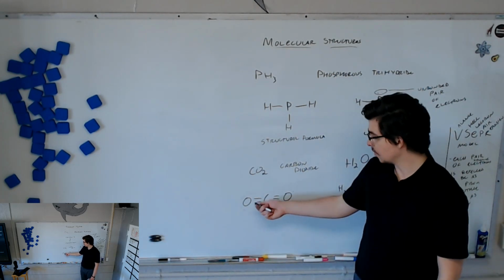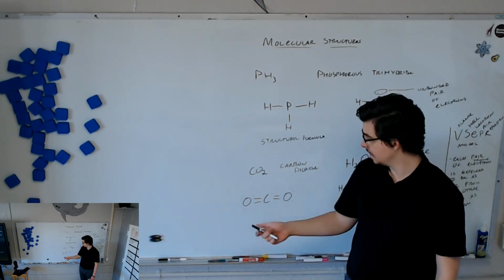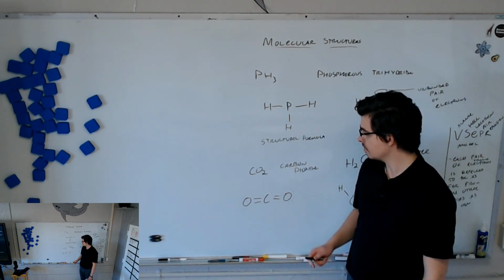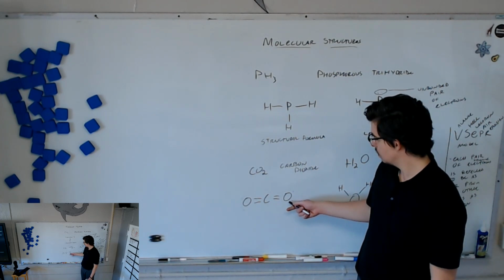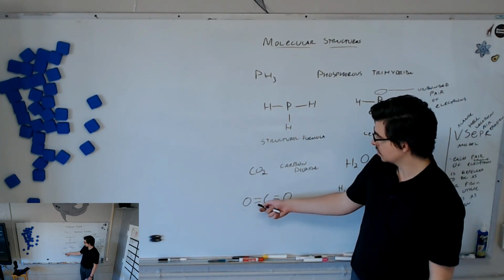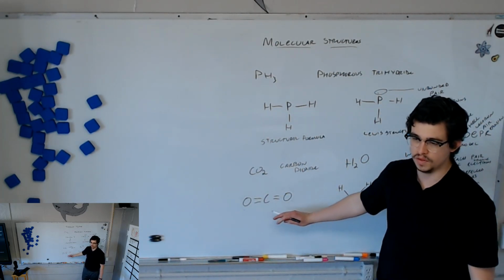Sorry. Remember, each one of these bonds has how many electrons? 2. Each bond is 2 electrons. So the oxygen has 1, 2, 3, 4, 5, 6, 7, 8. This oxygen has 1, 2, 3, 4, 5, 6, 7, 8. Carbon has 1, 2, 3, 4, 5, 6, 7, 8. They're all perfectly happy with these double bonds.